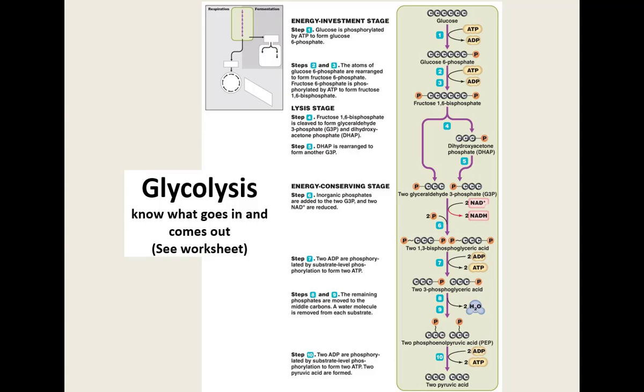So for what goes in, there are 2 things that go in. One of them is 2 ATP. So 2 ATP go into the glycolysis reaction. The other thing that goes in is the glucose. Got to have glucose to go into glycolysis.